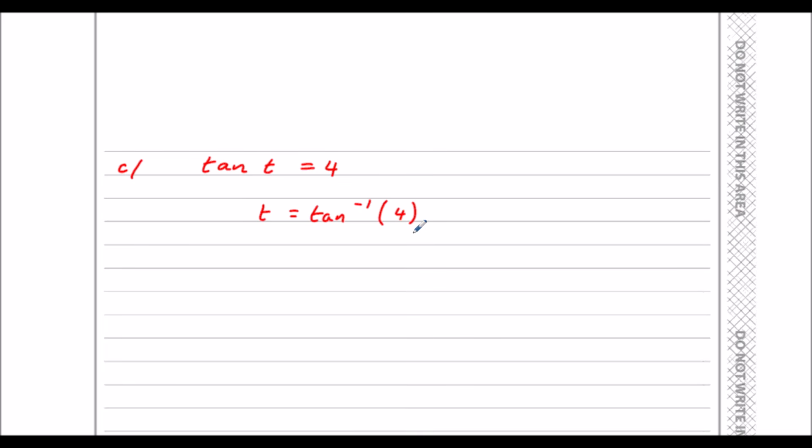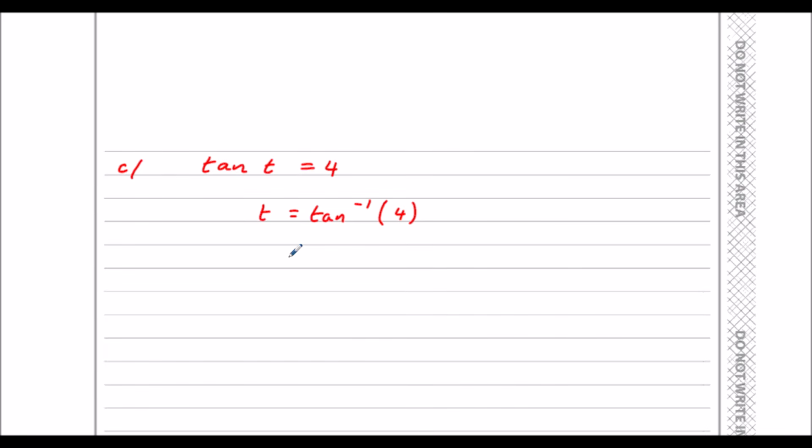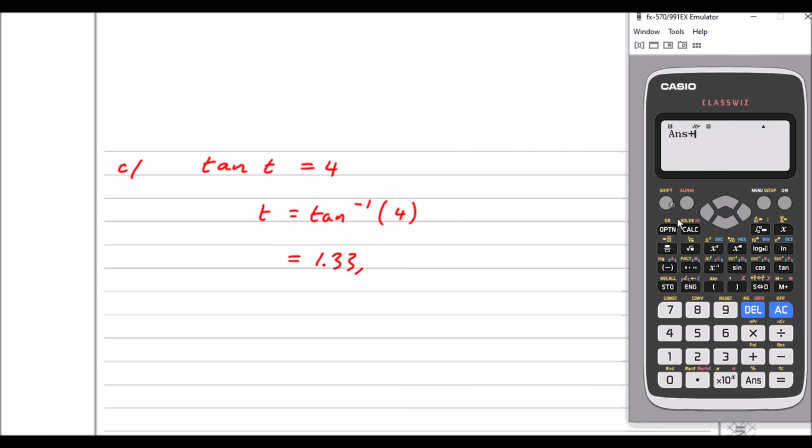So in radians, shift tan 4, arctan of 4. We want to make sure our calculator's in radians. So angle unit radians. And we're doing shift tan 4, which is 1.33. And then the next answer, so add on a pi. The tan graph repeats every pi, or every 180 degrees. 4.47.